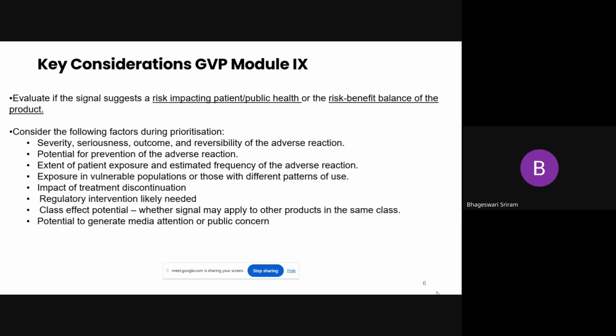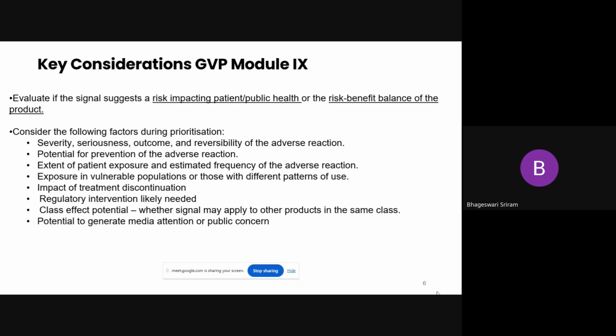Exposure in a vulnerable population or a unique usage pattern. Say there were cases occurring in elderly patients, right? Say out of the 15 that we had, 10 were in the elderly. So the signal has a disproportionate impact on the vulnerable population, which also elevates the concern. Now, what is the consequence of discontinuation, and is there any alternative available?